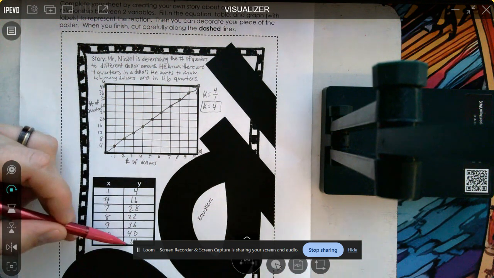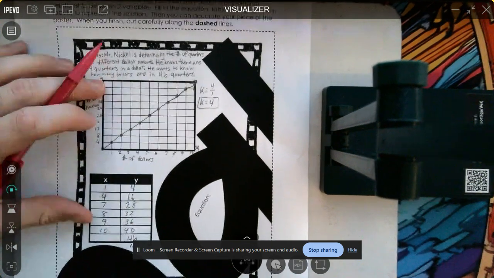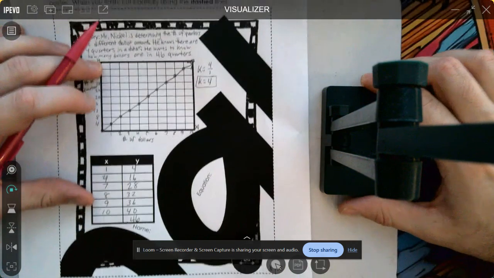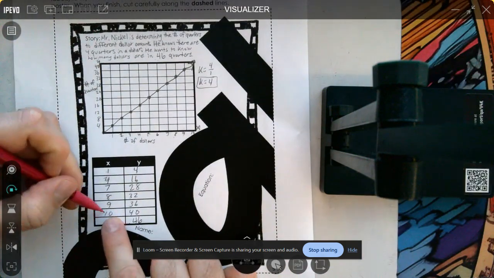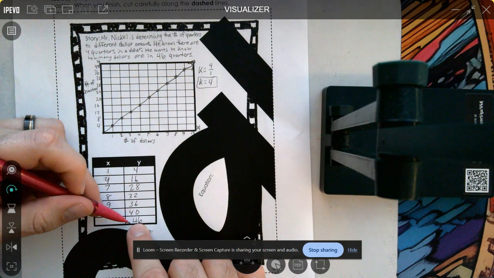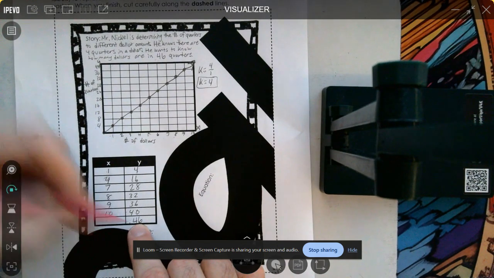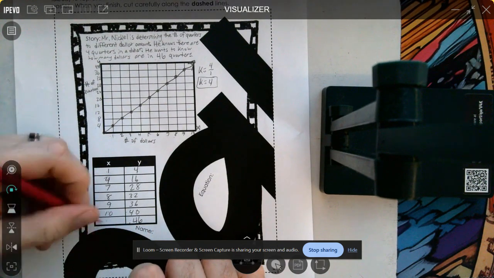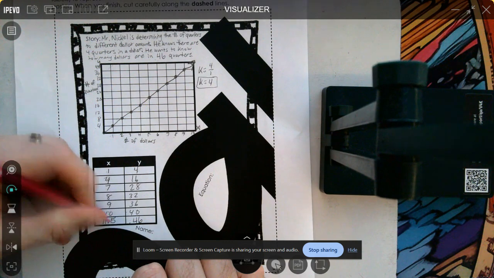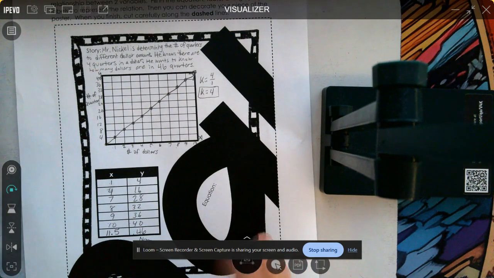I need to know how many dollars I have when I have 46 quarters. How can we solve that? So in order to go from 10 to 40, we have to multiply by 4. But what if we go backwards? I would have to do the opposite. So you divide by 4. 46 divided by 4 is 11.5. So that's how I can solve using my table and my k value.